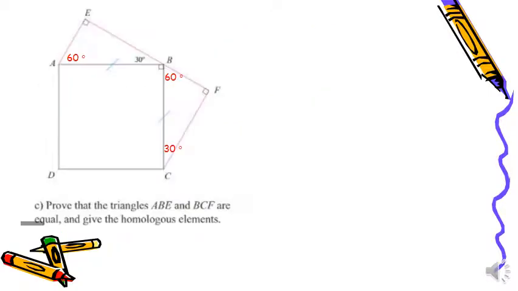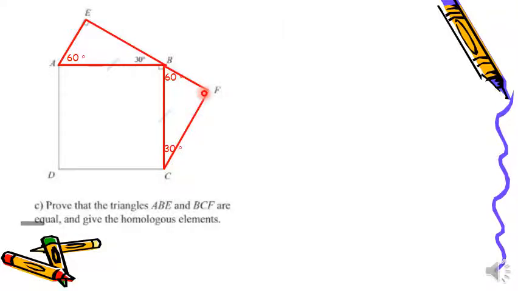Now, moving to part C. Part C asks us to prove that the triangles ABE and BCF are equal. Now let's look at these two triangles. What do we have? We have here 60 equal to here 60. Here I have side AB equal to side BC, and angle 30 equal to angle 30, and I have 90 equal to 90. But I have to choose consecutive elements which are adjacent to each other.